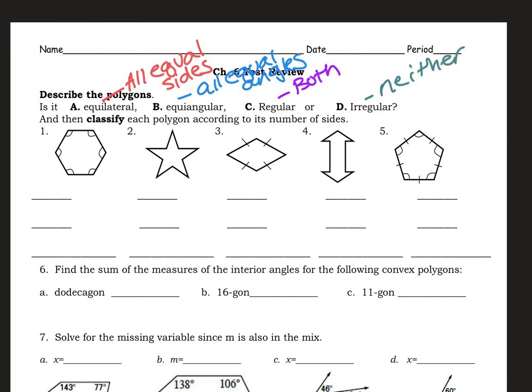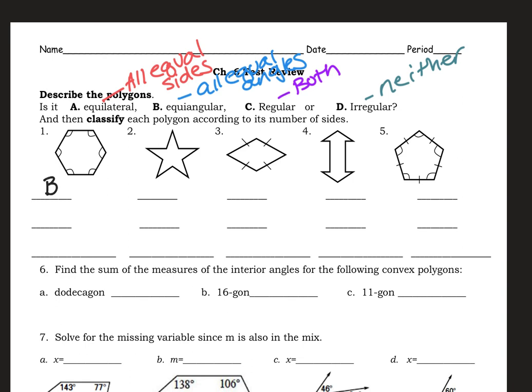All right, let's look at the first one. So looking at the first one, let's look at if it's equilateral, equiangular, regular, or irregular. So are all the sides marked the same? No, they're not. Even if they look the same, if they're not marked, you cannot add markings. All right, so they're not marked the same. What about angles? Are the angles marked the same? Yes, so then this is going to be an equiangular, so that's going to be B.